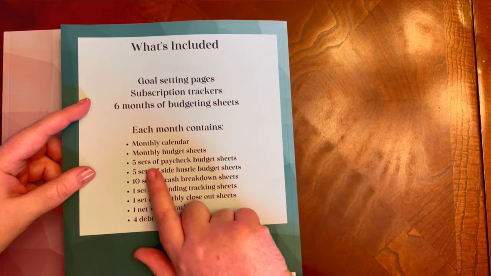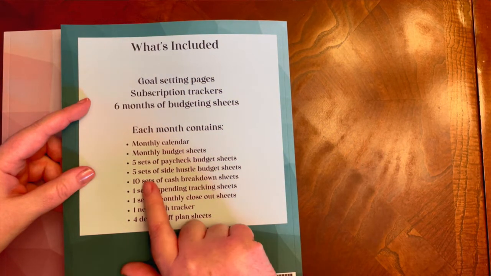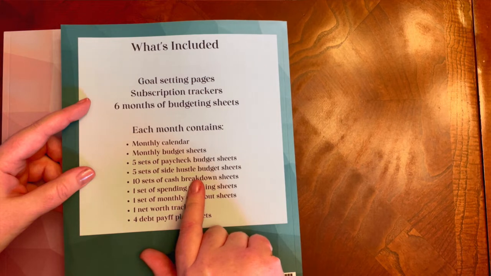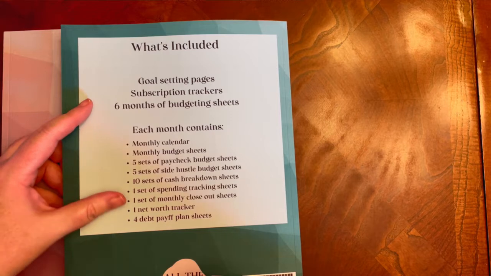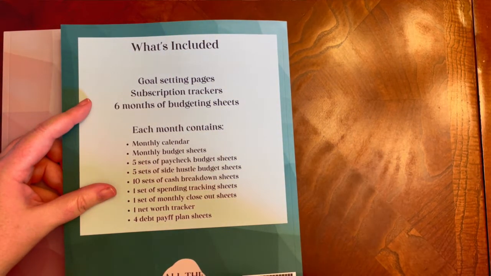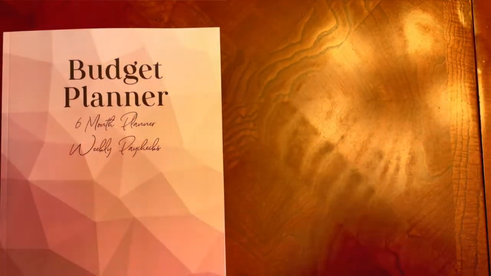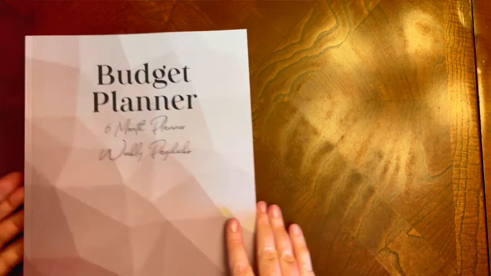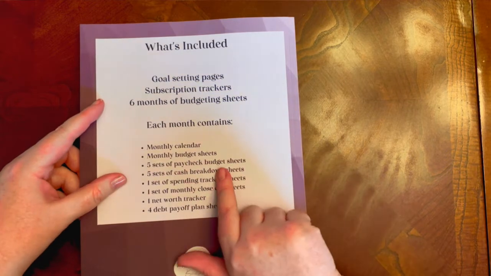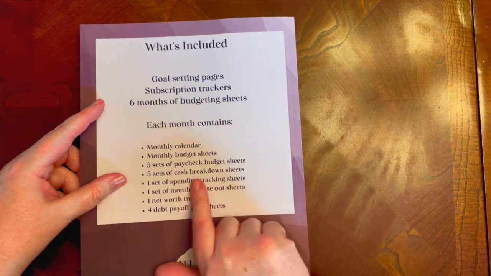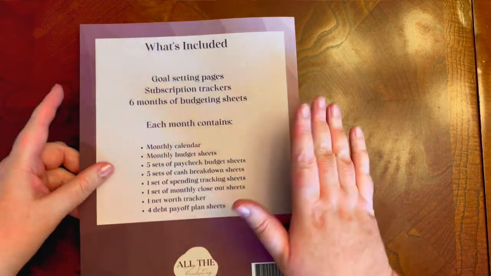And then here you have 5 sets of paycheck budget, 5 sets of side hustle budget, 10 sets of cash breakdown sheets for each of those budgets. And then the rest is all the same. And then finally, just the weekly paychecks. You would have just the 5 sets of paycheck budget, 5 sets of cash breakdown sheets.